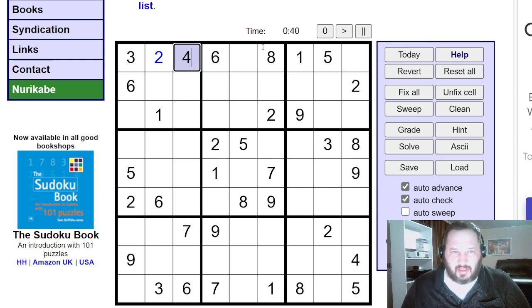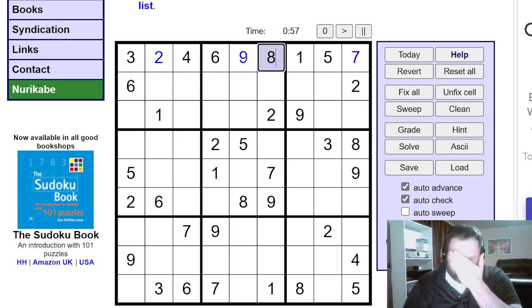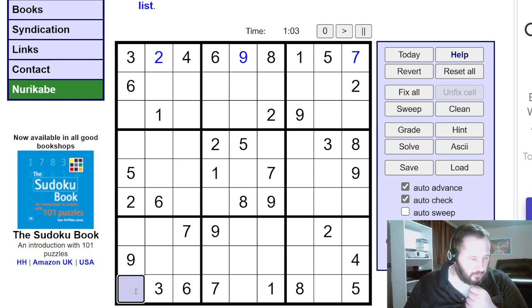3, 4, 5, 6. Now I need a 7, which can either go here or here, and an 8, and then I need a 9. Well, can't have a 9 here because of this 9, and this 9 here. So that means this one has to be our 7. That one has to be our 9. So in good old rotational symmetry, I'm going to do the same thing with the bottom row here.